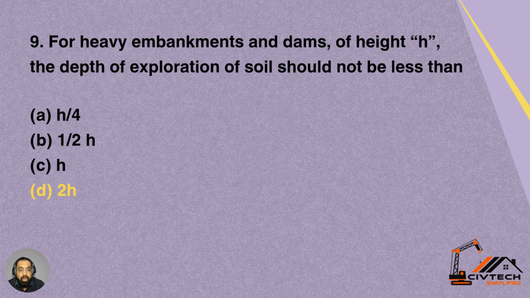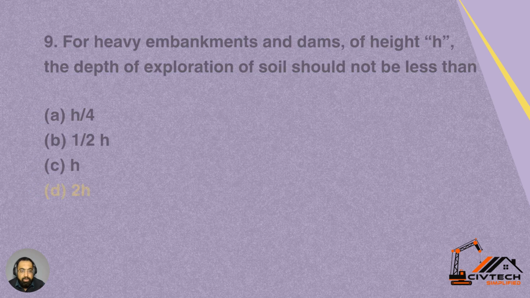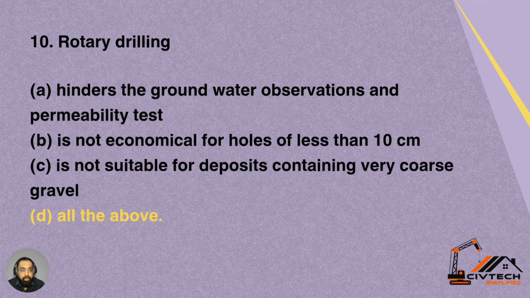Number 9. For heavy embankments and dams of height h, the depth of exploration of soil should not be less than: A, h by 4, B, h by 2, C, h, D, 2h. For heavy embankments or dams of height h, the depth of exploration of soil should not be less than 2h. So it should not be less than double the height of the embankment. Option D is correct.